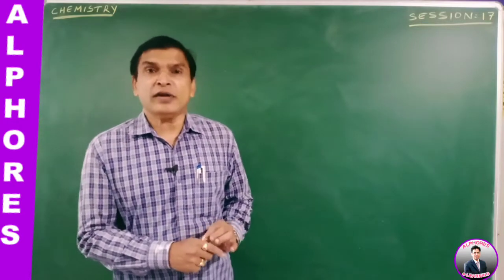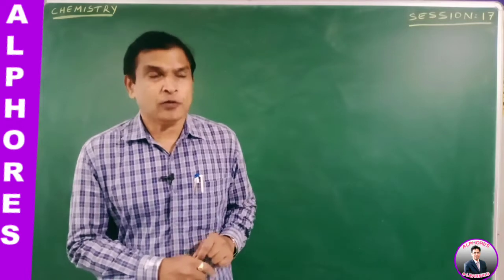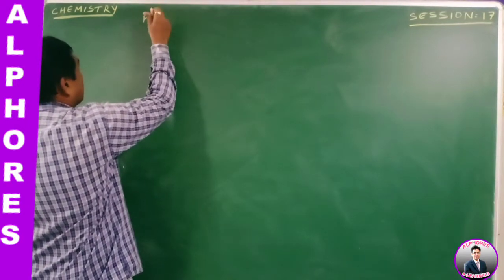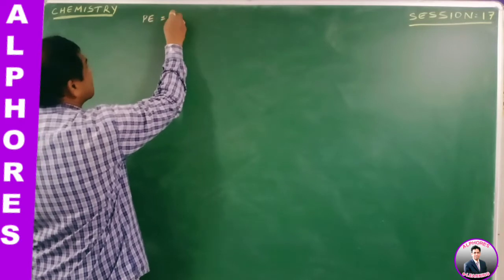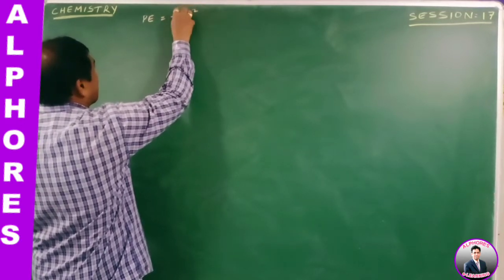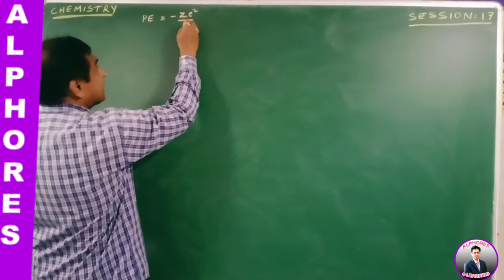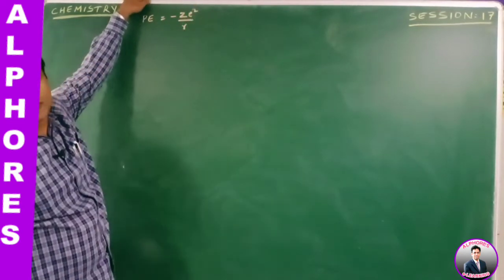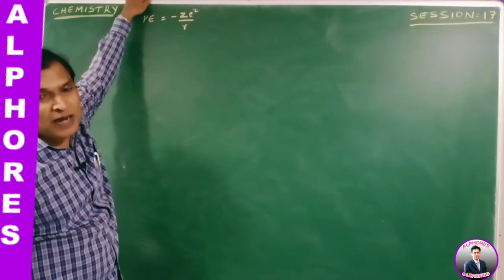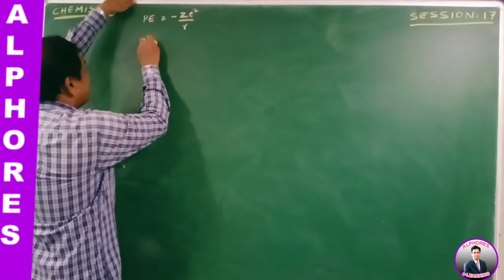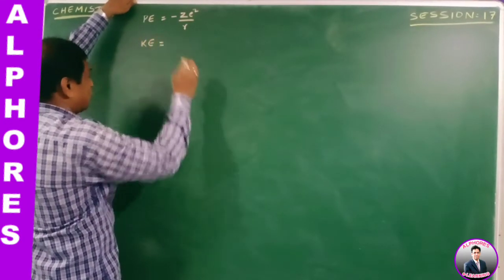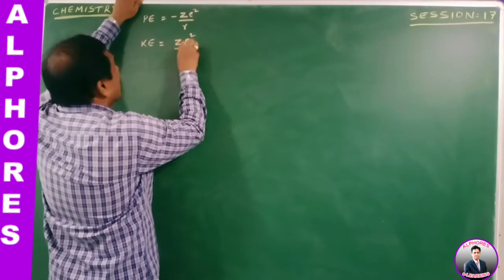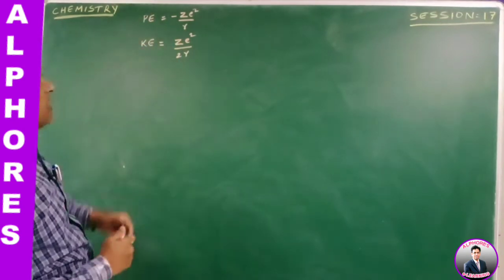Now, when the electron is revolving in a circular orbit according to Bohr, the potential energy of the electron is given by minus Ze square by R. And the kinetic energy of the electron is given by Ze square by 2R. That can be represented like this.